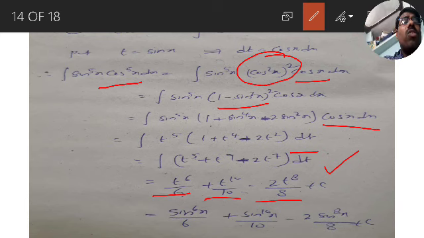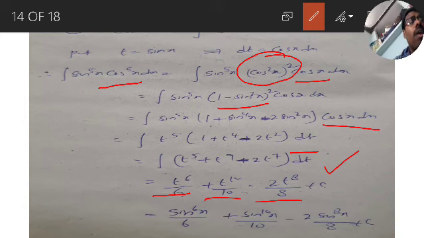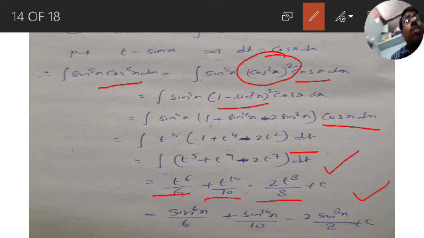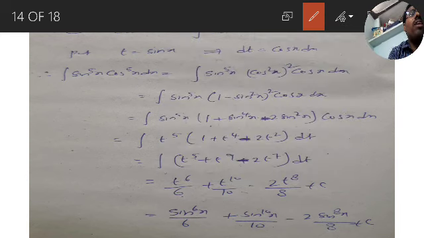Put t is equal to sin x. So what you get? Sin power of 6x by 6 plus sin power of 10x by 10 minus 2 into sin power of 8x by 8 plus c. So this is my final answer. Only thing you have to know here, everything is same.